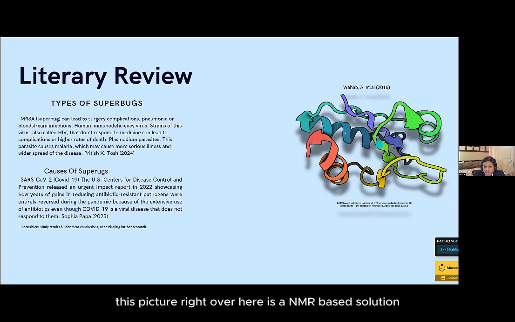This picture right over here is an NMR-based solution structure of MRSA. It's like a protein cell, so this is a superbug.